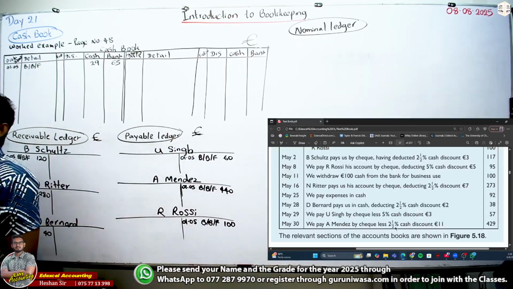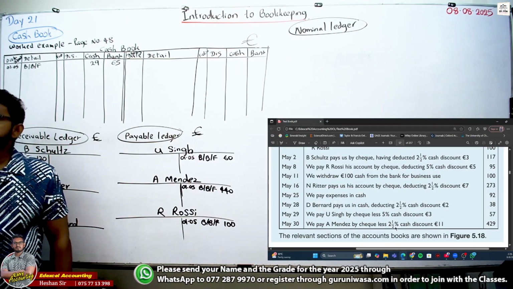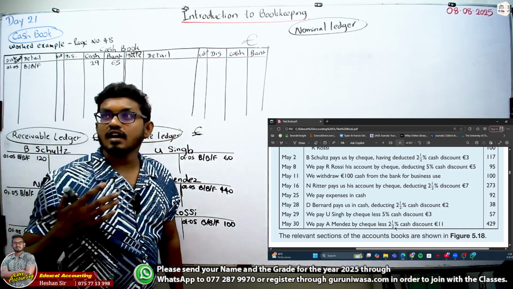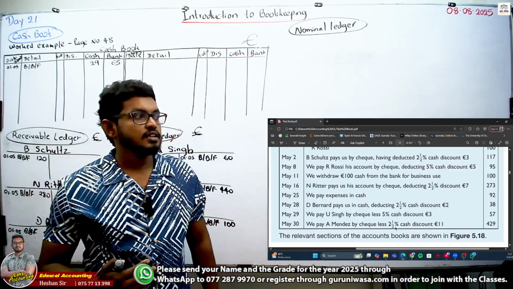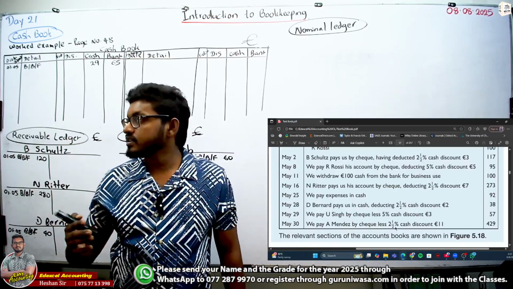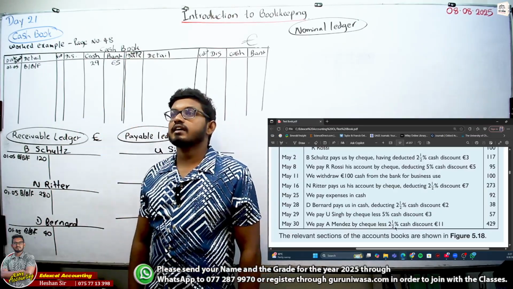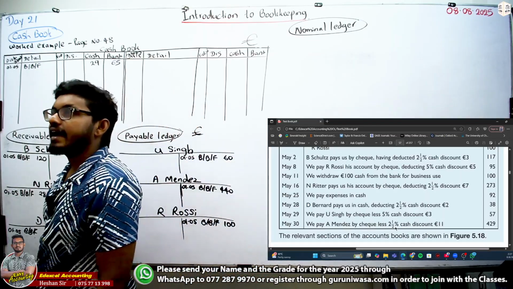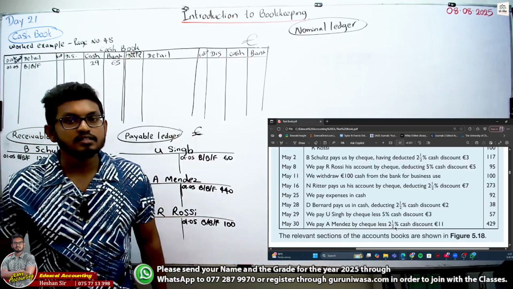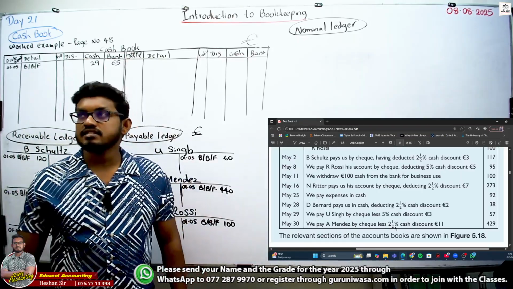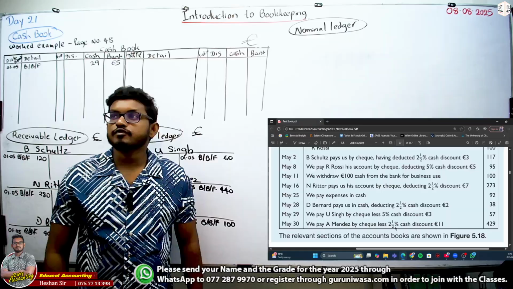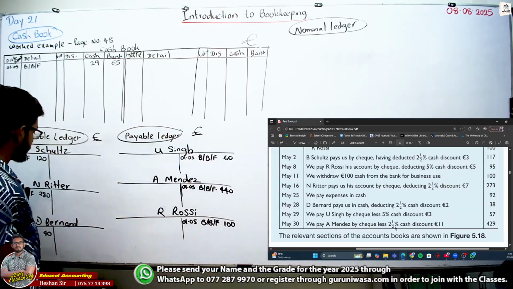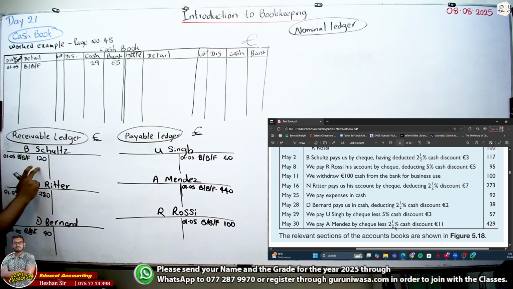Now let's see. Coults pays us by check. So if he pays by check, that person should be a trade receivable. Yes, by check, having deducted 2.5% cash discount, 3. Now we deducted 3 worth of cash discount, and he, after deducting the discount, paid 170.